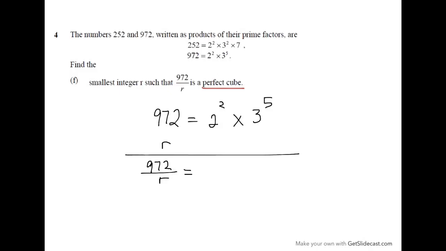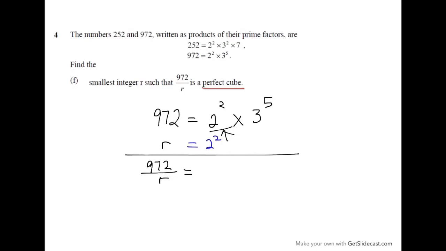So in this case, let us look at the factors for 972. 972, the first factor is actually 2 squared. I cannot increase this factor to become 2 to the power 3. Hence, I have to totally remove it. That means my r will include 2 squared, where I divide away 2 squared totally. Okay, and there will be no more 2 squared left.